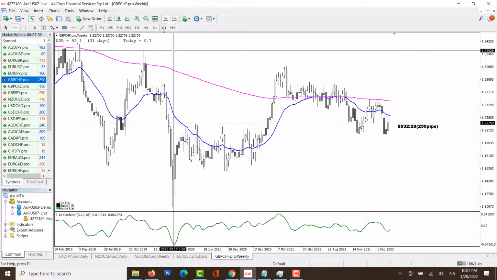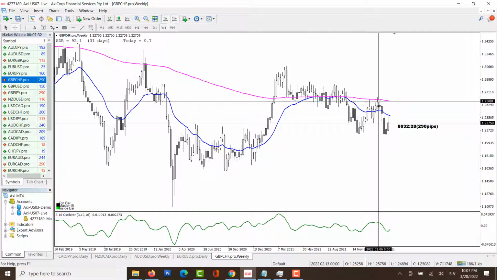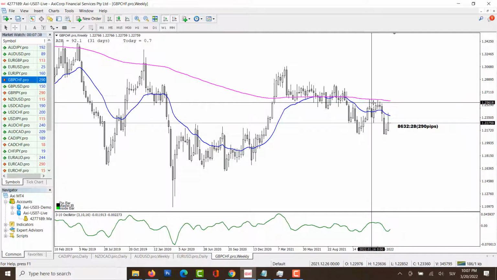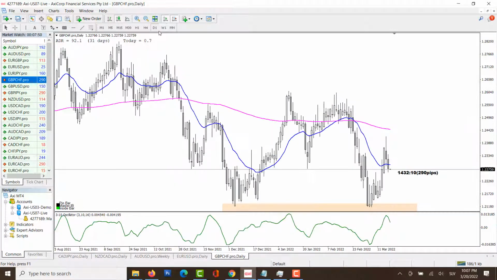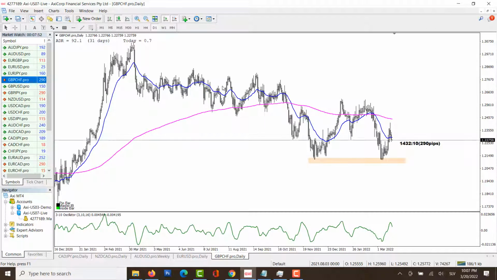Pound Swiss. Okay, we've got a rejection out of 200 for the second time right here, then price moved to the downside, and right now we've got a retest on these lows, right? Price already rejected. Let's take a look at the daily. Okay, everybody who's trading candle harmonic patterns, here's a harmonic pattern. I think this is called a Gartley because it's 61% retracement and a nice entry, so this could be a take profit.